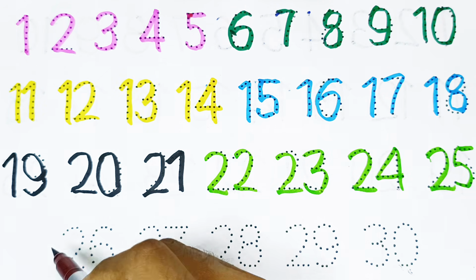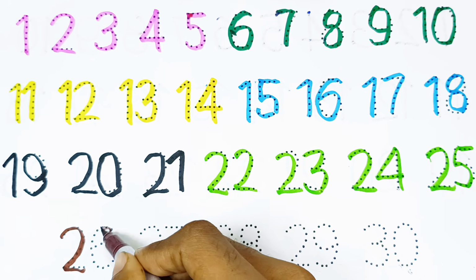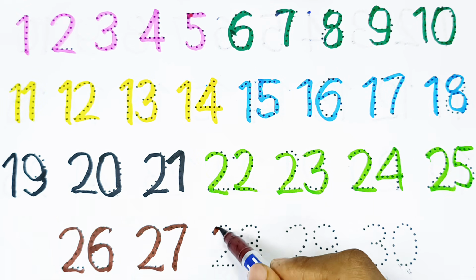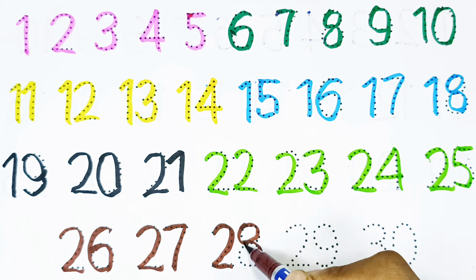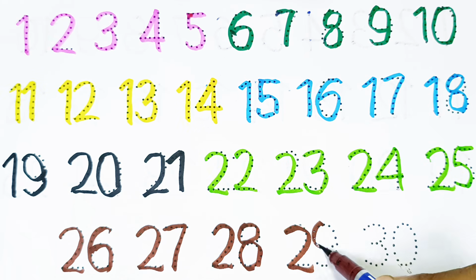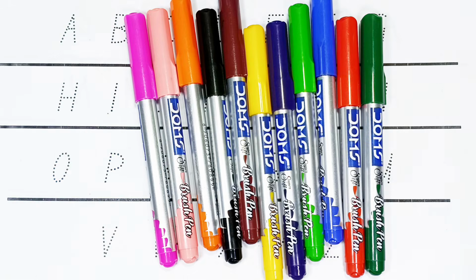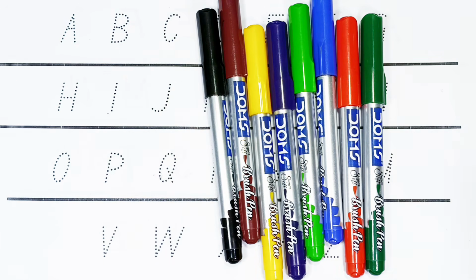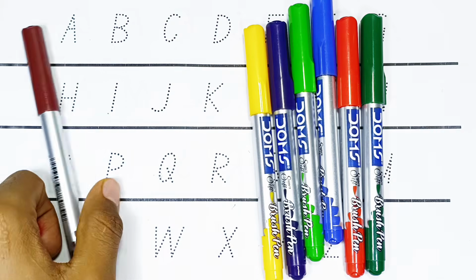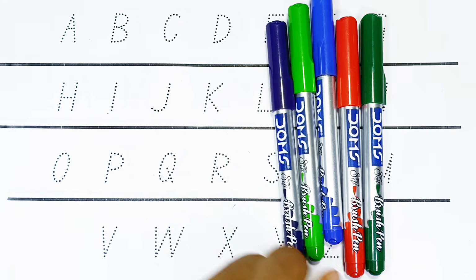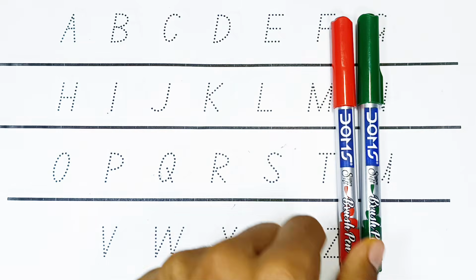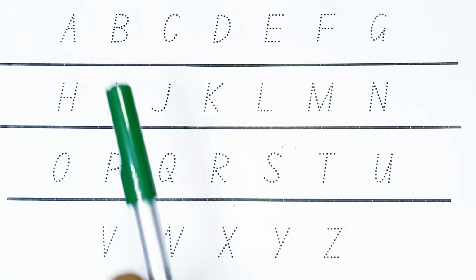The numbers of 26, 27, 28, 29, and 30. Sky blue color, pink color, light pink color, orange color, black color, brown color, yellow color, purple color, light green color, blue color, red color, and green color.